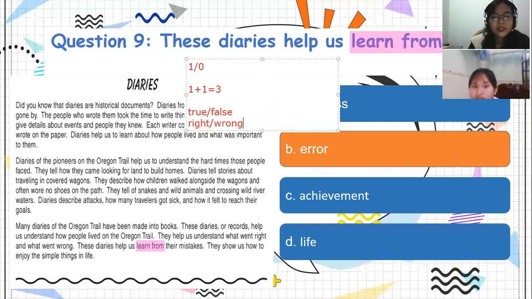True or false is something like we have information, and when you hear the information, for example, you already read the passage, right? The passage named DIARIES. Then, for example, you read the last sentence: they show us how to enjoy the simple things in life. And now we have the true or false exercise that says they didn't show us how to enjoy simple things in life. So this one is false.